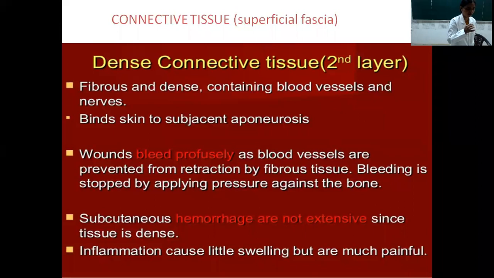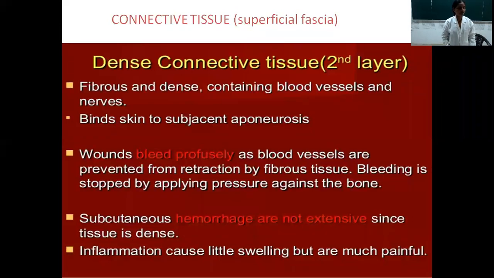So what is the meaning of dense? The fibers are densely arranged. There is no potential space because the collagen fibers and other fibers are arranged very densely. So this is a dense connective tissue. This is the second layer of the scalp.